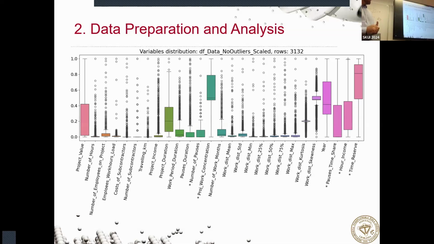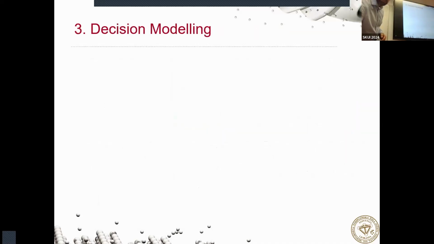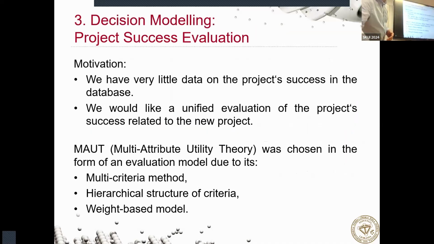We can observe this data in very different ways, but this is an example of a distribution of the variables that we have in the database. On the x-axis, you see the variables. Here you see the distributions. I won't go into details because many different techniques were used.